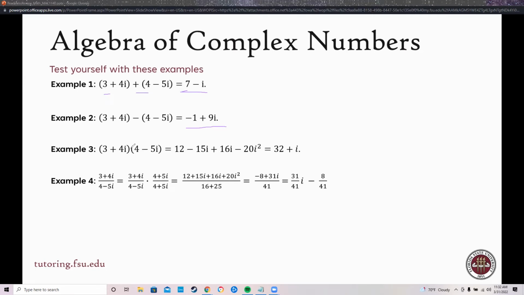The third one had you multiply them. Yeah, I should have done this one for you. So when you multiply complex numbers together, you can multiply them normally. So 3 times 4 ends up giving 12. And then I got -15i plus 16i minus 20 times i squared. i squared here is -1. So I actually have 12 plus 20 in example 3, which gets me 32. And then I have -15 plus 16 to give me i. So I have 32 plus i for example 3.